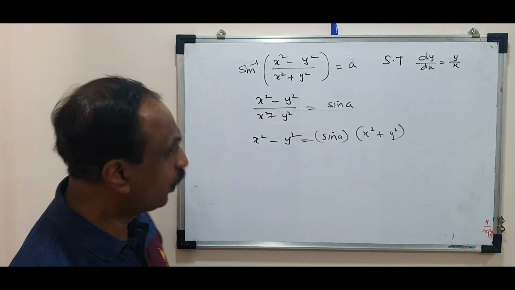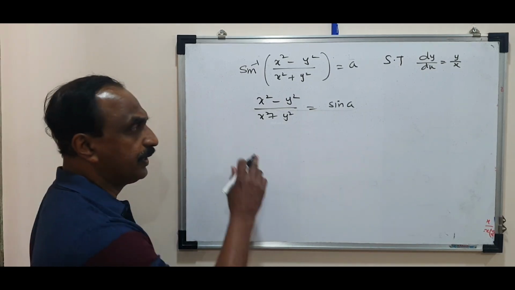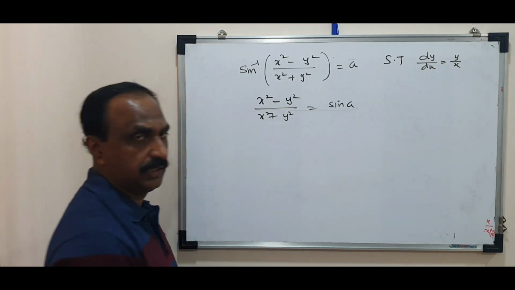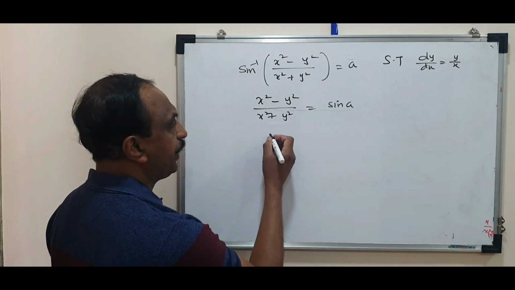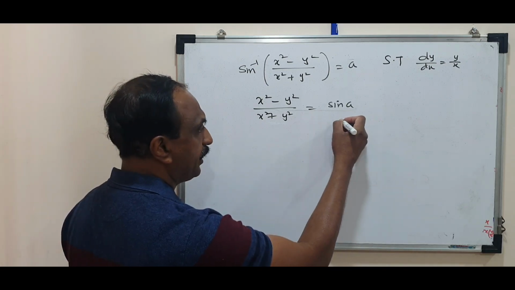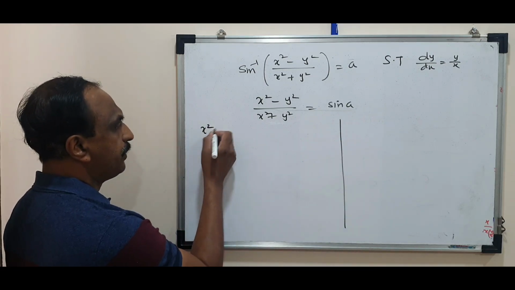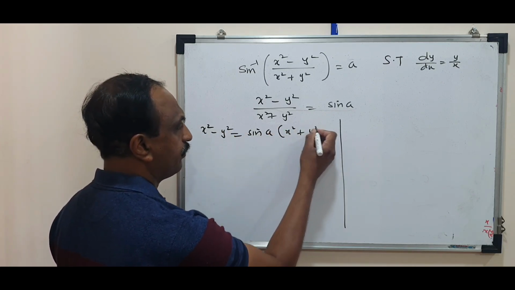But however, I will not use this technique. I will continue this with a different method. What I am going to do is, to get this dy by dx in this format, another method I am teaching you. We can make y square as a subject. Now that also can be done in two ways. X square minus y square is sine a into x square plus y square.